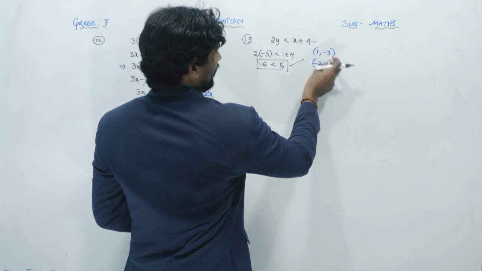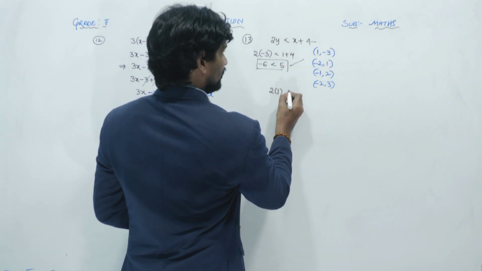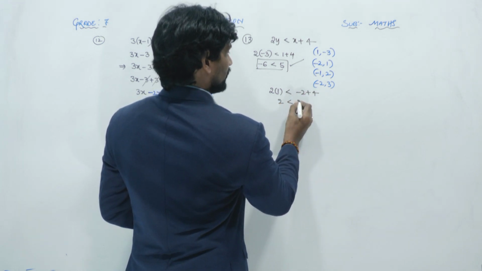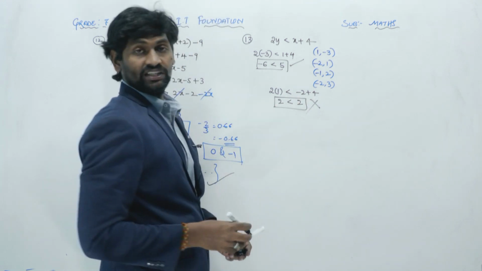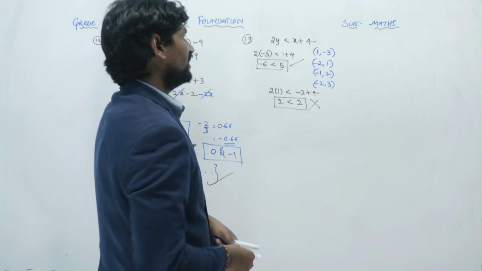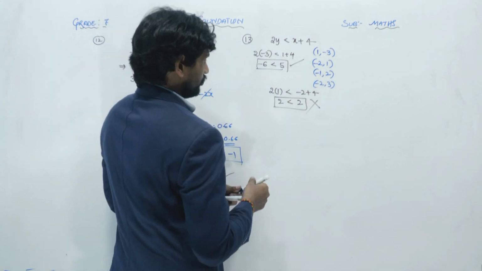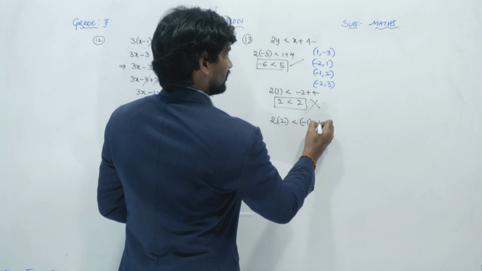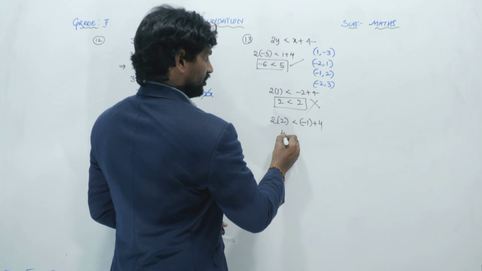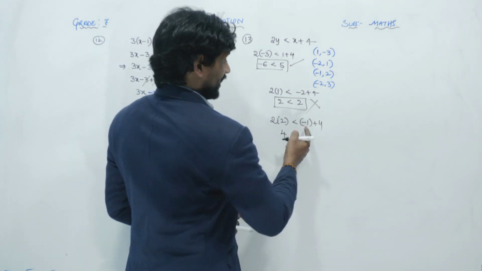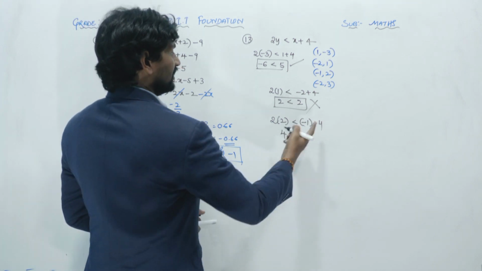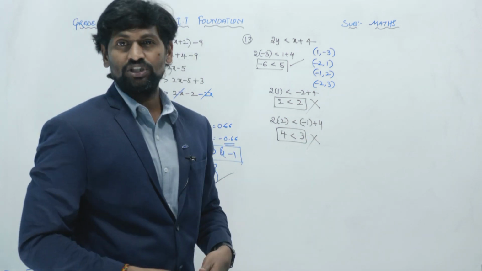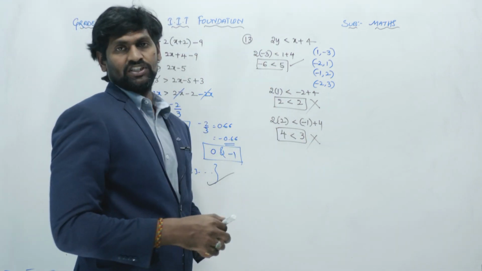X value minus 2, y value 1. So 2 ones are 2, and minus 2 plus 4 means 2. 2 less than 2 is a wrong statement. Go through option 3: x value minus 1, y value 2. So 2 into 2 is 4, and minus 1 plus 4 is 3. 4 less than 3 is a wrong statement. We don't need to check the fourth option because we already found the correct answer in the first option.